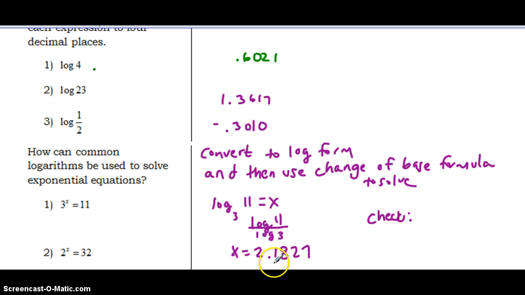Okay, and you should have got 2.1827. And that should make sense to you. 3 to the x power equals 11 should give some number between 2 and 3, and x should be closer to 2. And then we would check it as well, and when you check it, it is right.